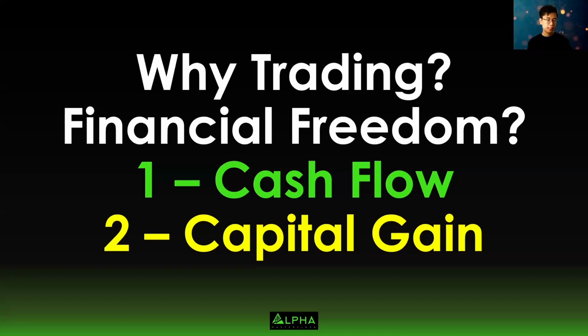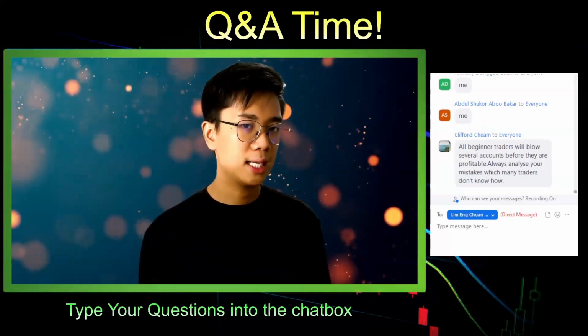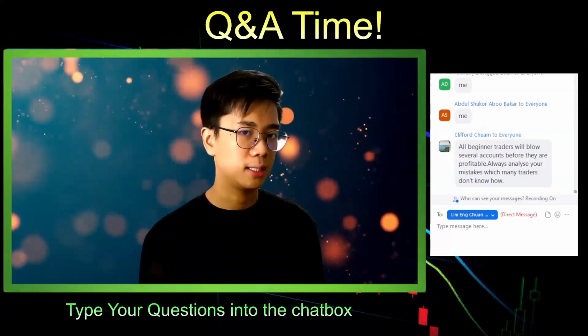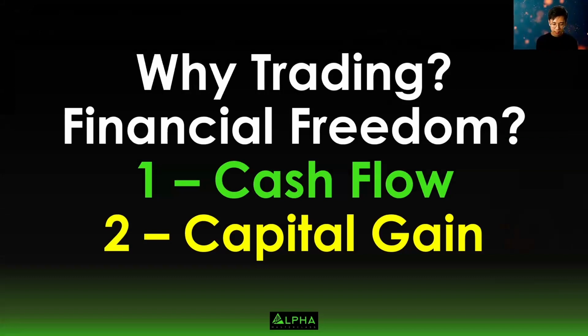Because like what Kilford said, all beginner traders will blow several accounts before they are profitable. Always analyze your mistakes and how many trades. Which many traders don't know how. Okay. And I came to find out this is because I realized that regardless of how I change the strategy, how I change the method that I trade with, what market I trade doesn't matter. Because one thing for sure, do you guys agree that even a top investor like Warren Buffett will end up with the account in drawdown as well?